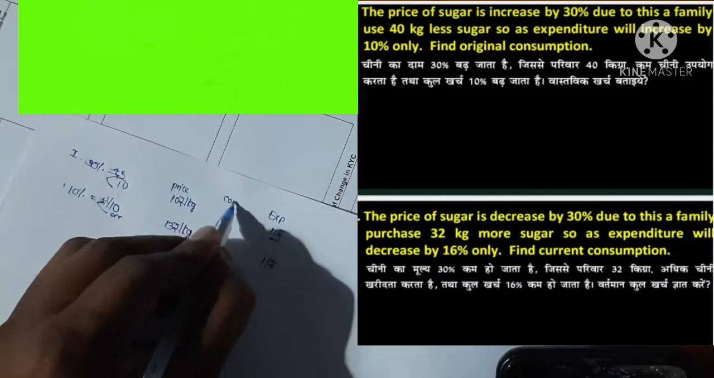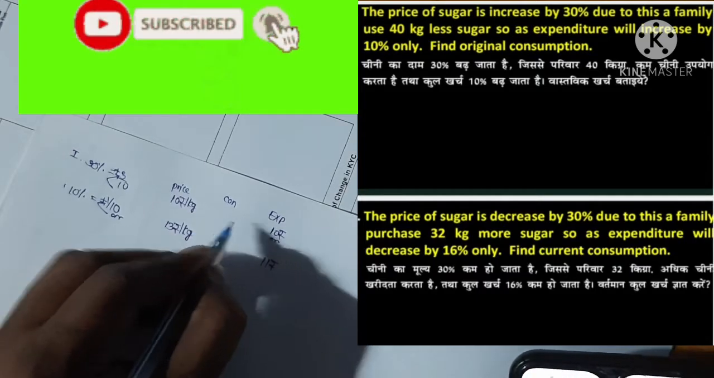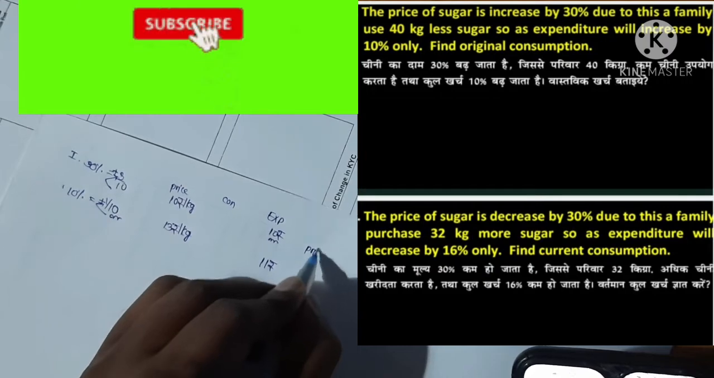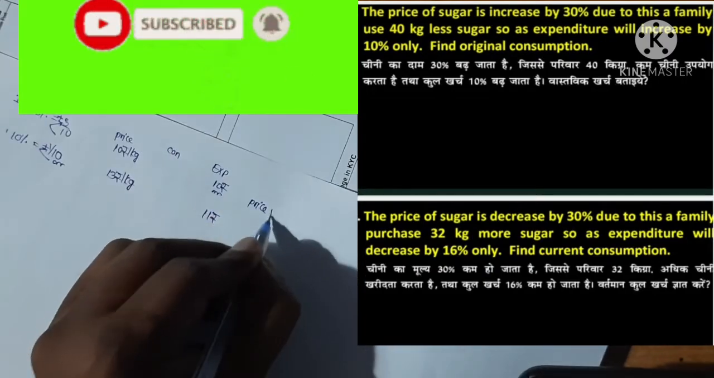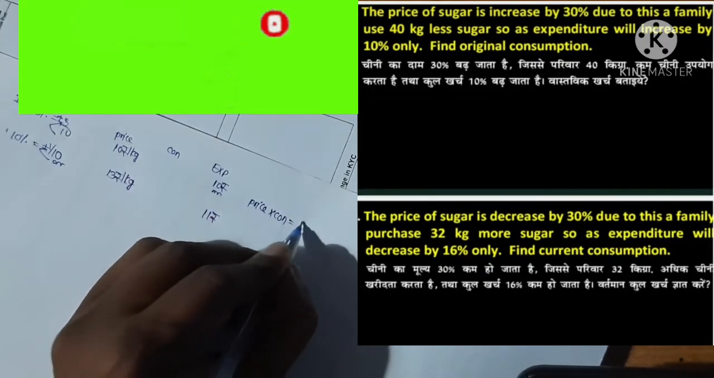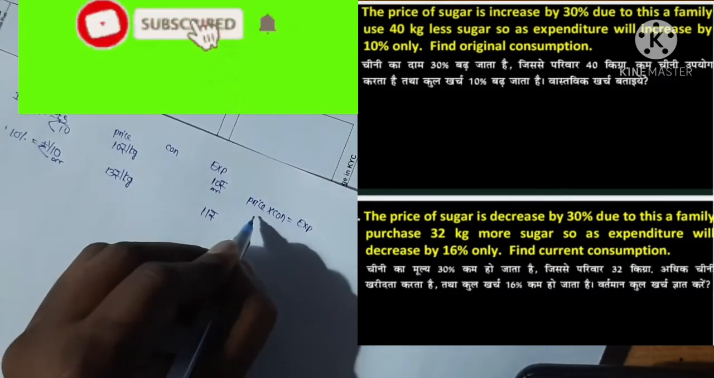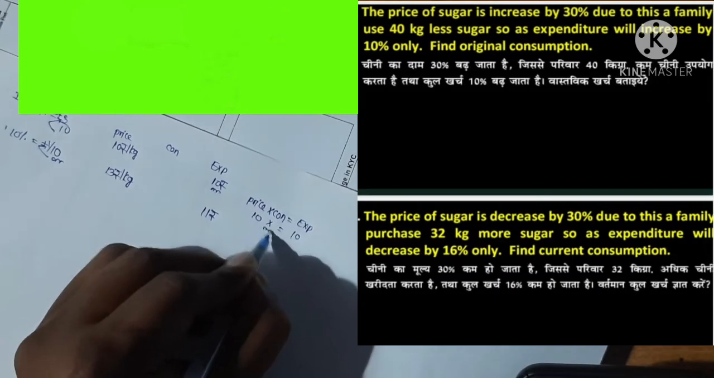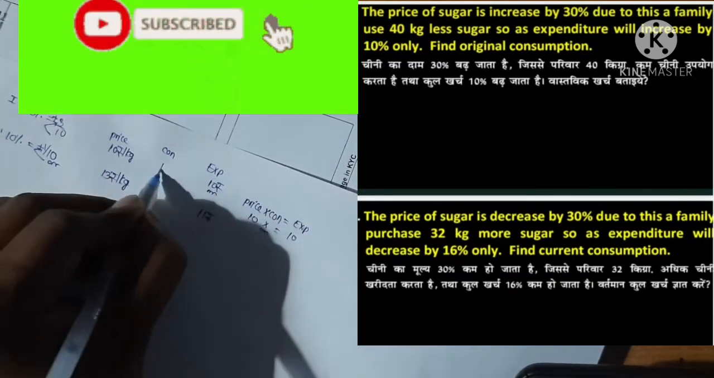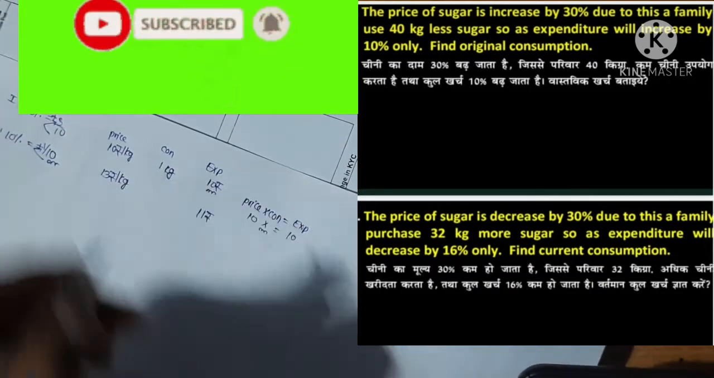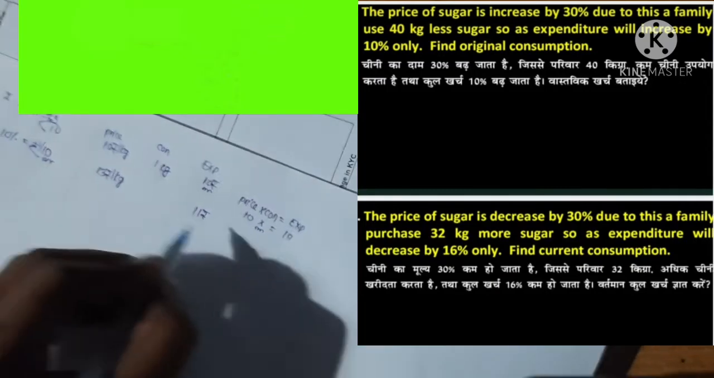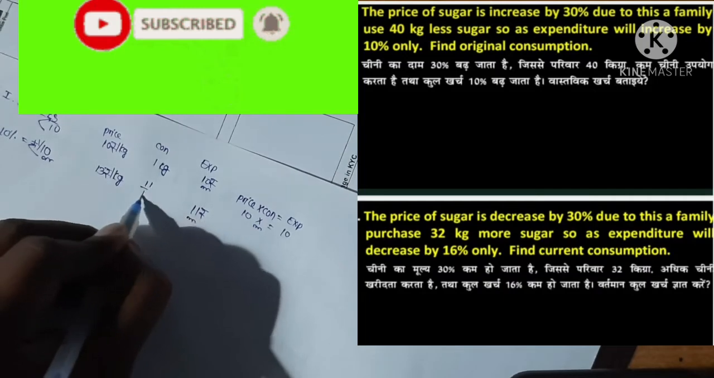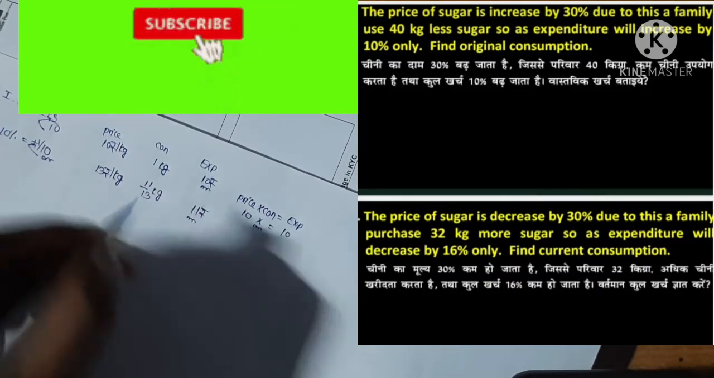So consumption is, the price into consumption is equal to expenditure. So the price is 10. We take x; the value of x is 10 by 10, so 1 kg. So here the new consumption is 11 by 13 kgs.